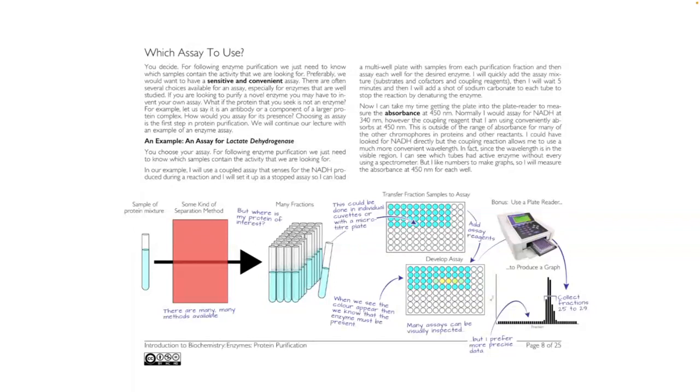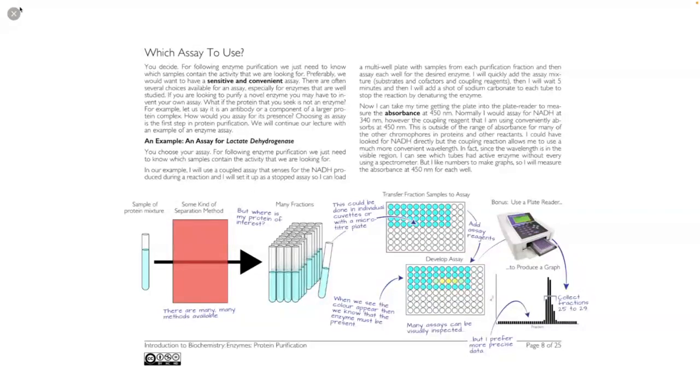I would recommend, rather than eyeballing it, that you actually use a plate reader or UV-vis spectrometer. That's all a plate reader is, and you quickly see exactly where the reaction is happening. So I would then take these tubes, collect them, and know that they have been enriched in my protein of choice.